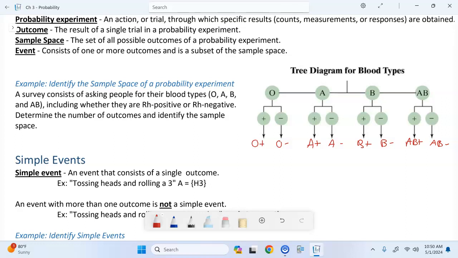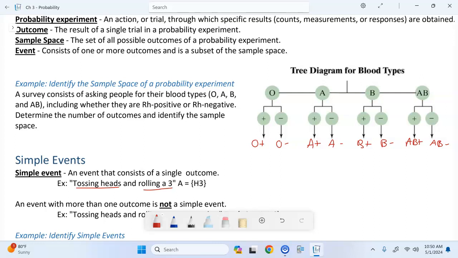So a simple event would be if event A was being blood type A negative. Okay? There's only one way I can arrive at that combination. But if my event was being blood type A, well, there are 2 possible outcomes. I could be blood type A positive or I could be blood type A negative. That would be a not simple event. Another example is if I'm flipping a coin and rolling a die, and I'm specifically saying event A is if I get a heads on the coin flip and I roll a 3 on the die. There's only one way for that to happen. I have to get a heads and I have to roll a 3.